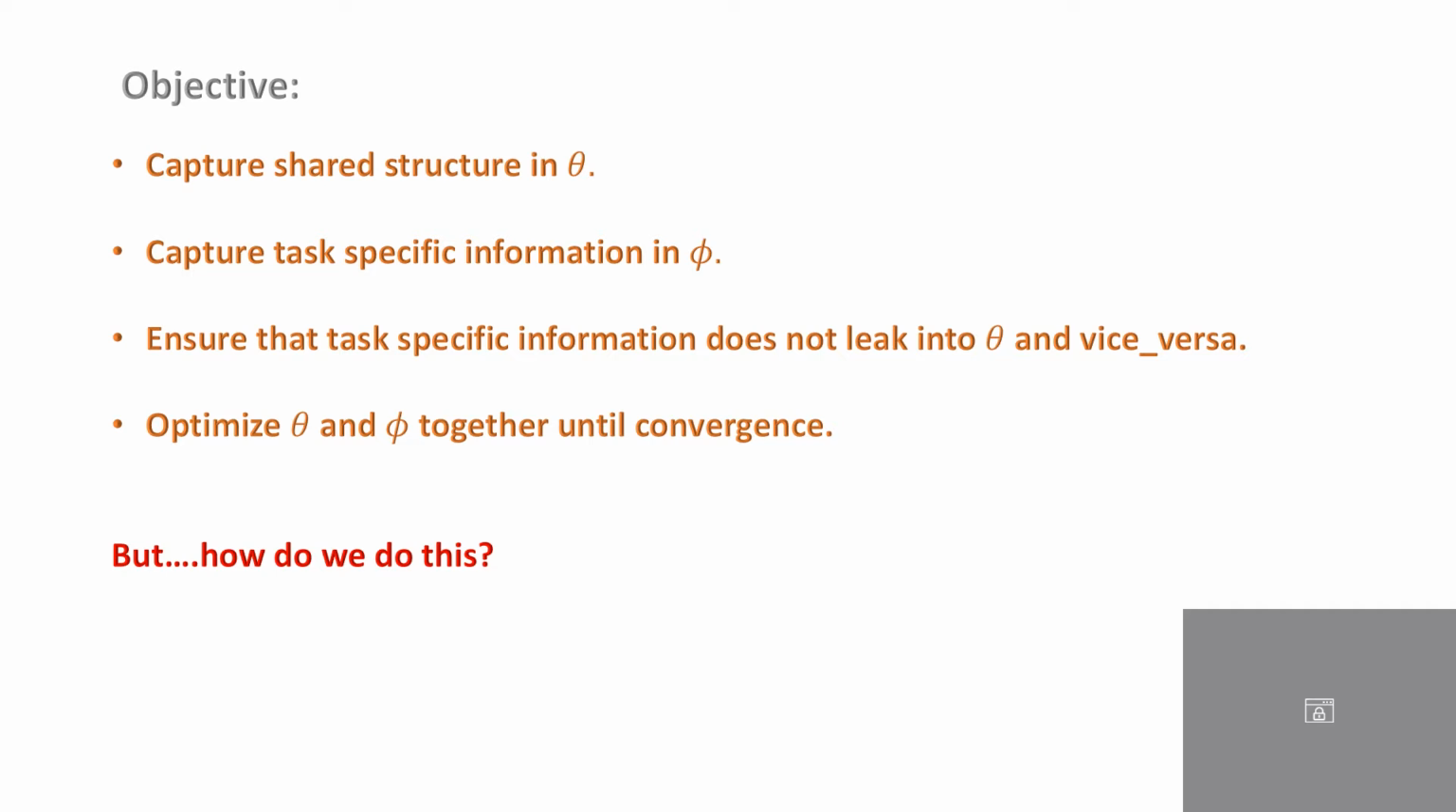So the objective is to encode a shared structure in theta and task-specific information in phi. Also, we would like to ensure that we don't encode task-specific information in theta, and ideally we do not want to encode any information that's common across tasks in phi. But how do we do this? How do we ensure that this objective is met?